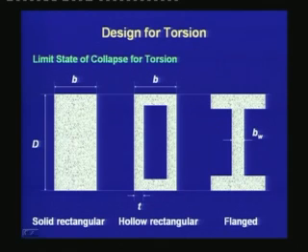For a solid rectangular section, D is larger than B. Similarly, for a hollow rectangular section, D is larger than B, and the thickness is greater than or equal to 1/4 of B. For flange sections, B has to be substituted by the breadth of the web for most of the expressions.